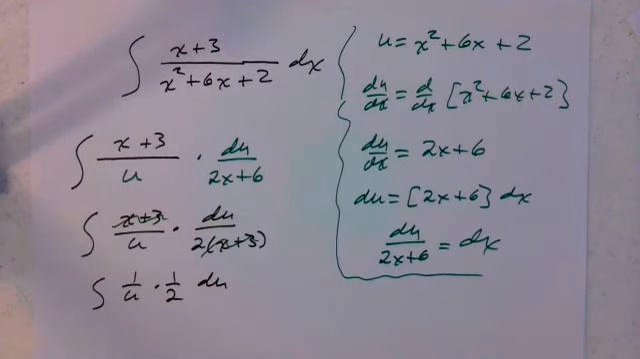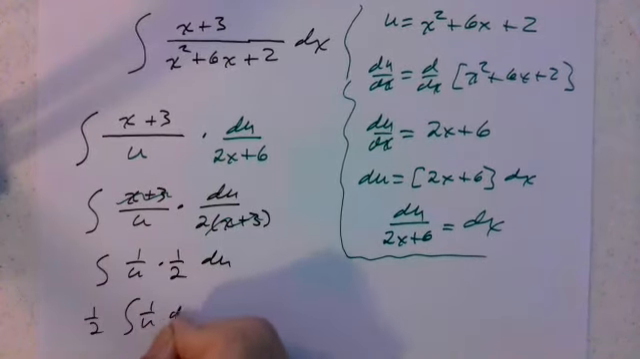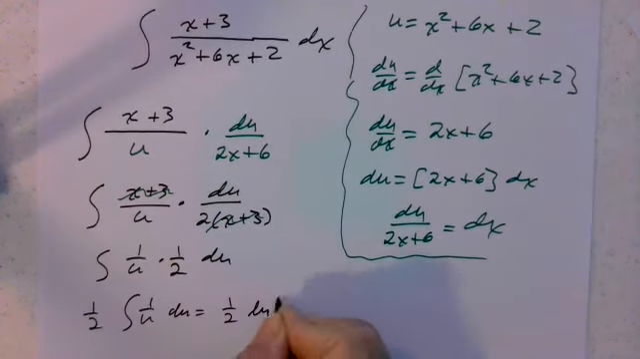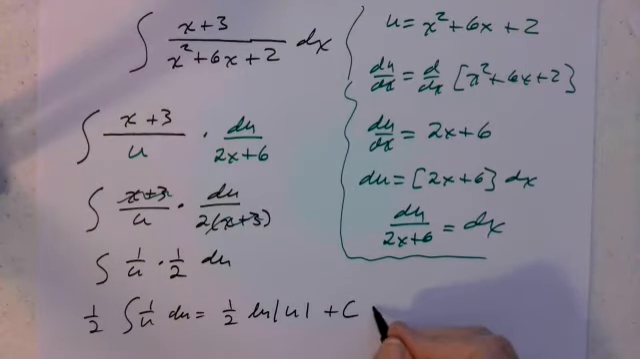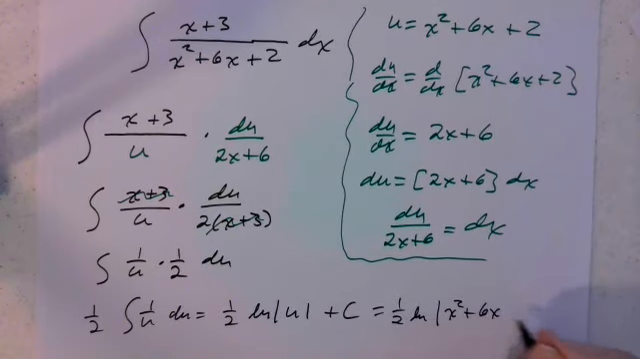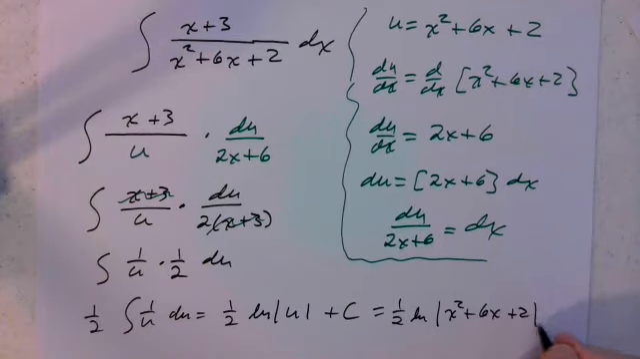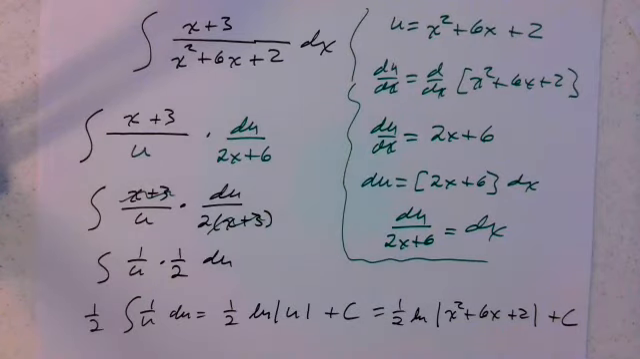I can pull the 1/2 out in front. So I get 1/2 times the integral of 1 over u du, which is 1/2 natural log absolute value of u plus c, which is going to be 1/2 natural log x squared plus 6x plus 2 plus c. So that's how that works. And the only reason we were able to do it that way was the derivative of the bottom, 2x plus 6, was a multiple of the numerator that had to divide out. So that method's not going to always work, but it worked on this problem.